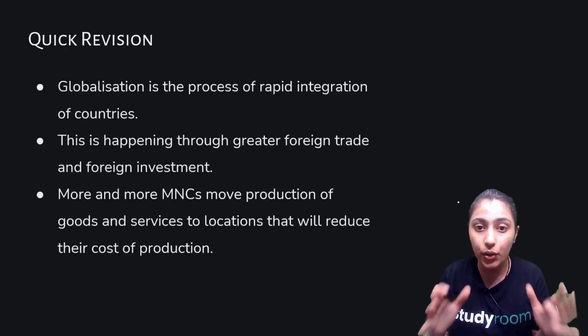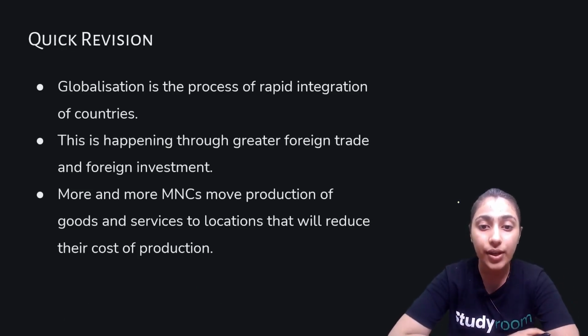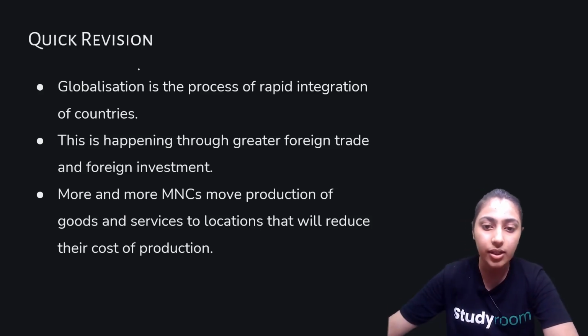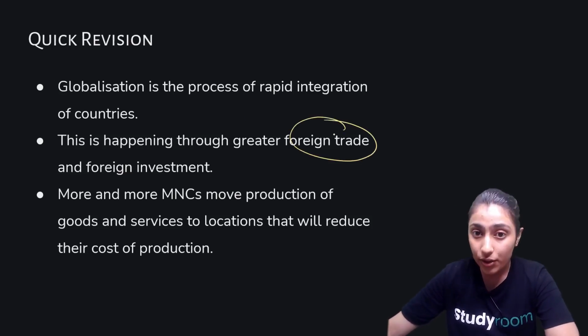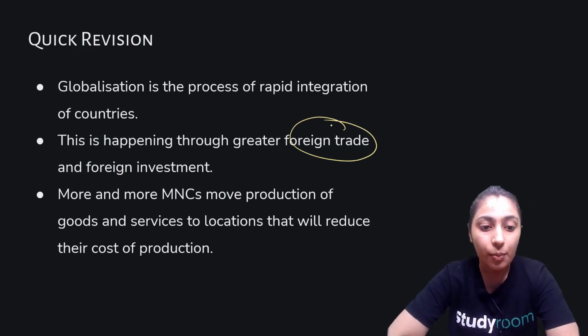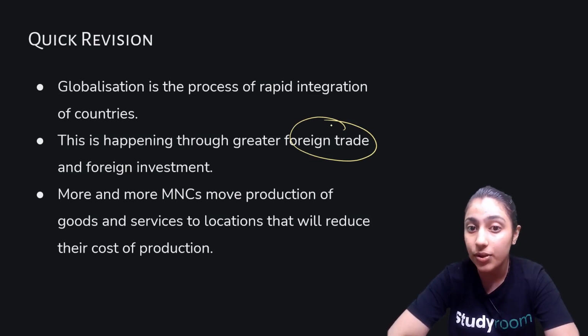So our first point is globalization. Globalization is the process of rapid integration of countries. This is happening through greater foreign trade and foreign investment. Once again, I'll reiterate the meaning of foreign trade and foreign investment. Foreign trade means trading going on between two or more countries. Foreign investment means the investment made by MNCs in other countries. Next, more and more MNCs move production of goods and services to locations that will reduce their cost of production. I gave you the example of India, that MNCs came to India and observed that the cost of labor resources is pretty cheap.